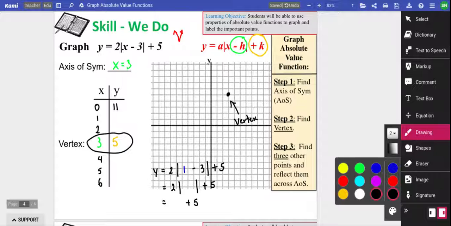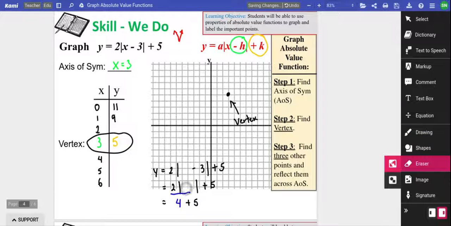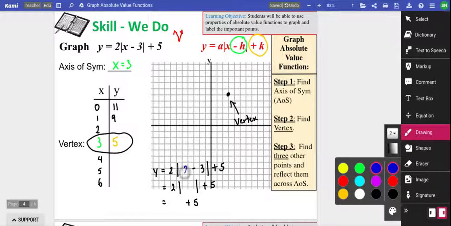Now I will plug in a 1. Everything else that I left there will continue to be the same. So inside the parentheses we have 1 minus 3, which is 2. 2 times 2 is 4. And when added with the 5 would give us 9. Same for whenever we use 2. Now I'll plug in 2. 2 minus 3 inside the absolute value is -1. When I multiply, remember this is positive, so 2 times +1 is 2, plus the 5 would be 7.